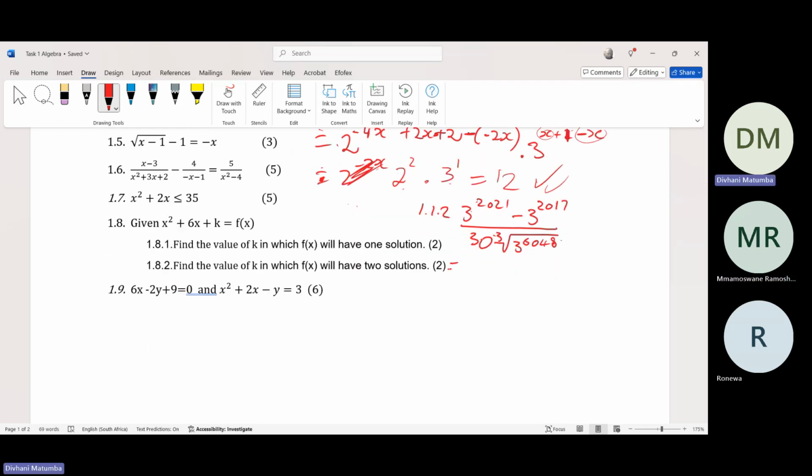Have you ever encountered this type of problem in the exam? Yes. Or Ronewa, have you? Yes, sir. Okay, so how do we go about it? So I'll just take a wild guess. I remember factorizing out a common factor in the numerator. Which is how much? It could possibly be 3 to the power of 2017.